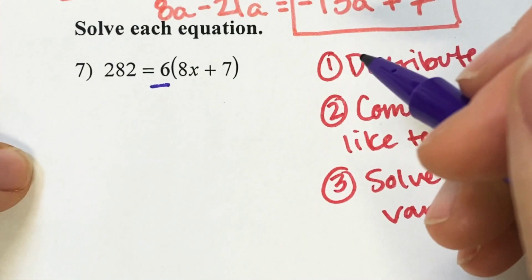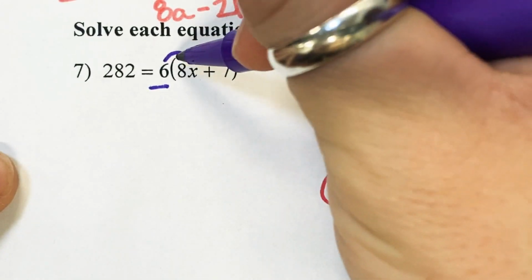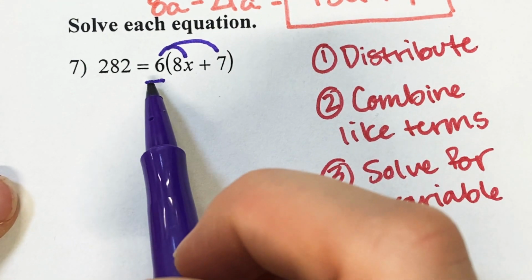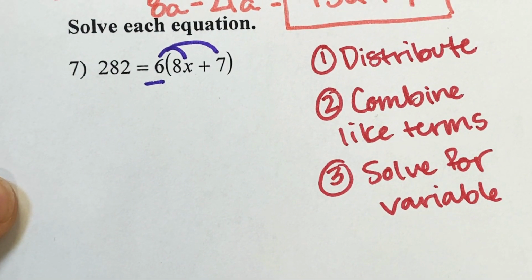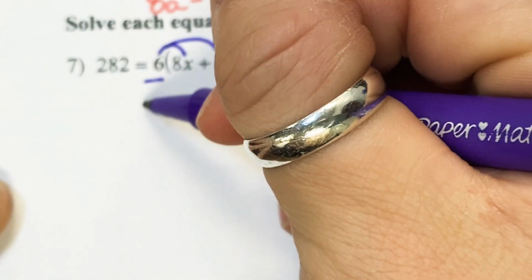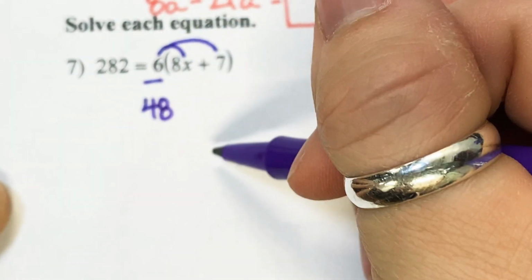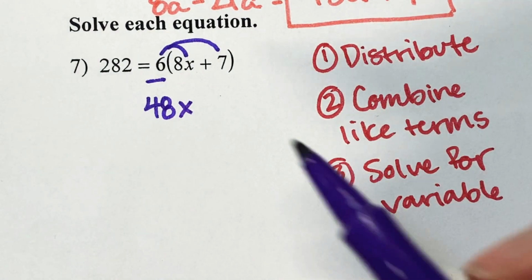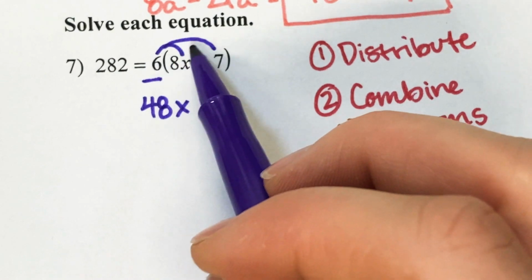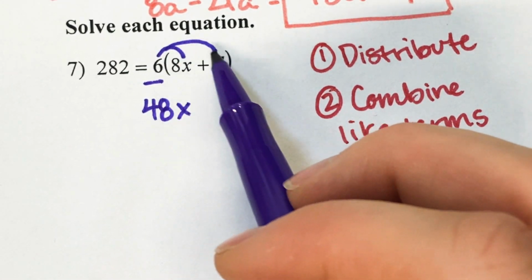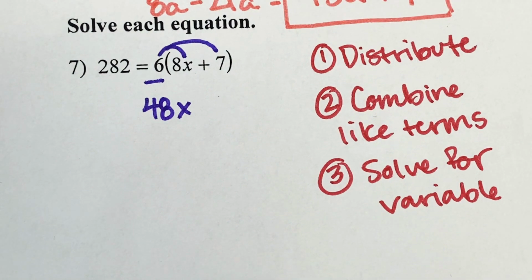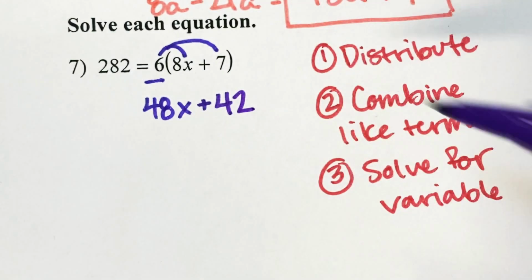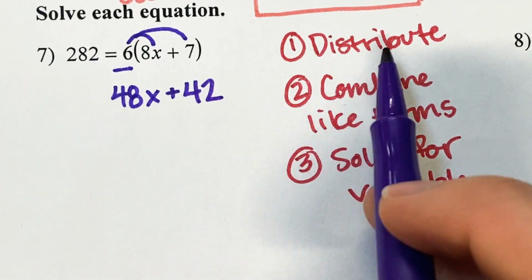Okay, so we have our 6, and it needs to distribute to 8x and 7. So let's do 6 times 8x. What is 6 times 8? You can do it in your calculator. That's what I'm doing right now. 6 times 8 is 48. There was 1x, so that becomes 48x. Beautiful. Then we need to do our 6 times 7. 6 times 7 is going to give me, again, I'm doing it in my calculator, 42. So plus 42. Okay, so we distributed, check.